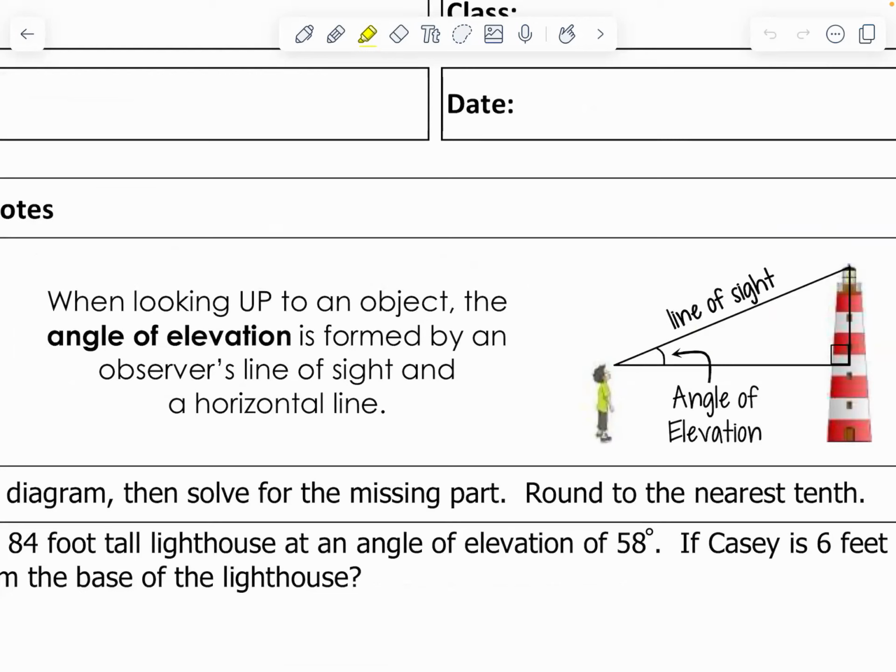Pretend you're looking straight, but you have to look up at something. That's the angle of elevation. Here he would be looking straight ahead this way, but instead he looks up. The amount that you have to tilt your head up, that's the angle of elevation. It's an angle between the horizontal going up.